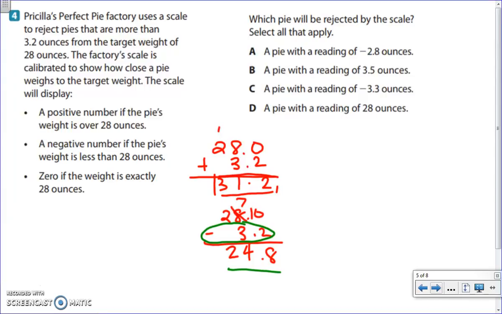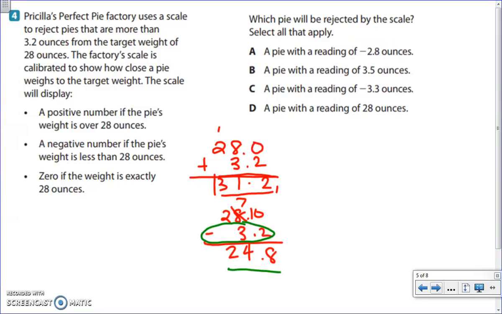It says 0 if the weight is exactly 28 ounces. Yeah, because it wouldn't be more or less than 28, so it would say 0. So that's how the scale is calibrated, as an initial starting weight of 28 ounces. If it doesn't quite make it at 28, it'll say negative number. If it's more than 28, it'll say a positive number. Which pie will be rejected by the scale?